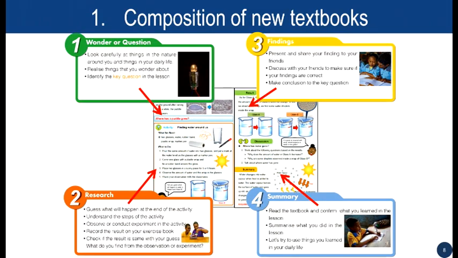Now we are going to look at the scientific inquiry method which is used in the textbook. Firstly, we have wonder or question. So many times students come with a lot of questions, and in the textbook we have a section which introduces the key question. Then students are allowed to do the activity where they have to understand the steps and follow the steps in order to achieve some results. And thirdly, they will come up with results. And finally, they summarize the lesson by providing what they have learned in the lesson.